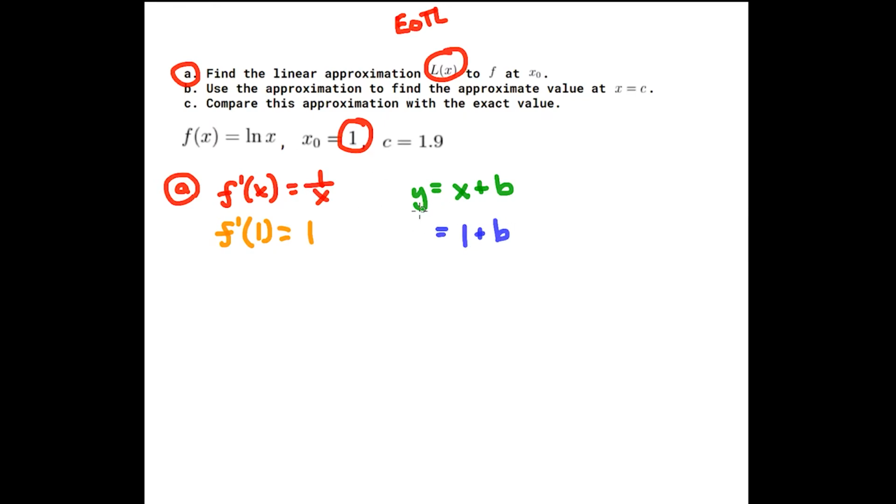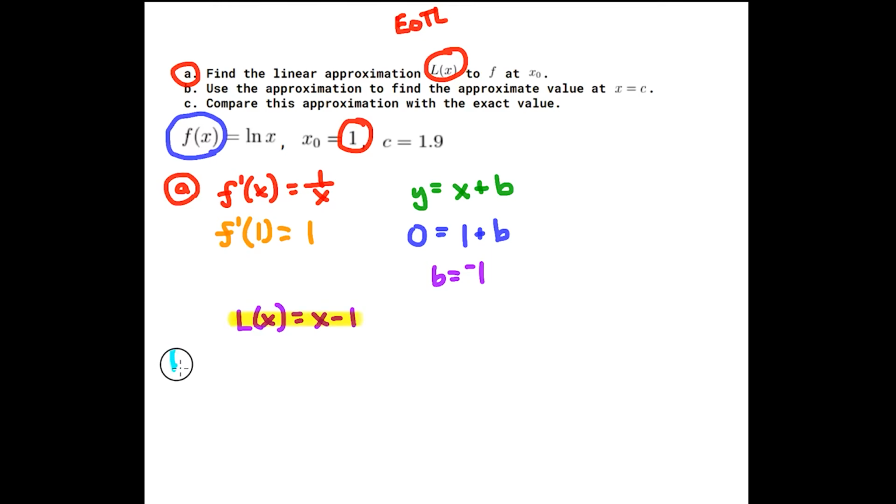we need to figure out our y value in this case. The y value is based on this equation here. ln of 1 is 0, so you end up with b being equal to -1. So your L of x equation, your linear approximation equation, is just going to be x minus 1.